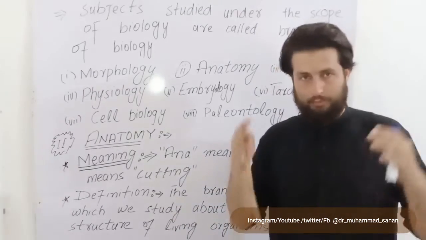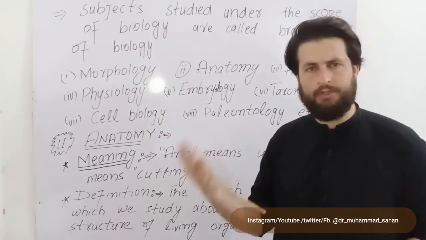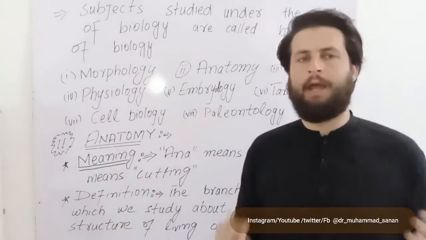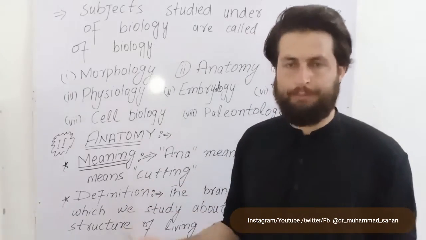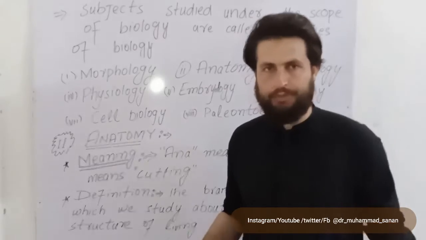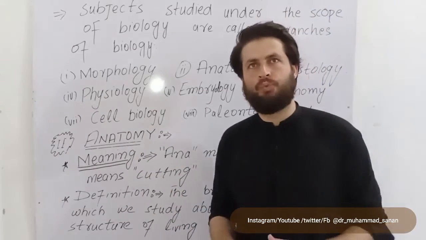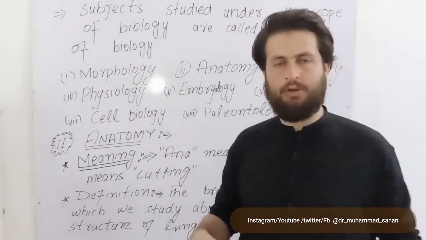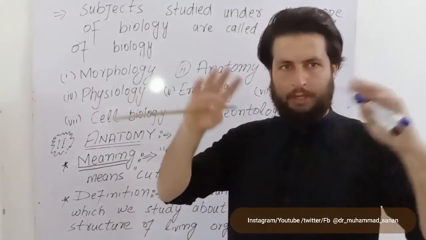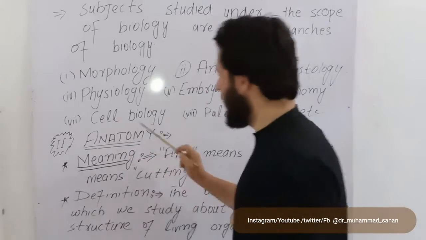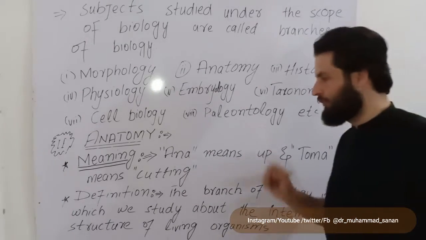We study various aspects of internal structure, and we study the whole human body or the whole organism in anatomy. For example, in human anatomy we study the upper limb, the lower limb, thorax, abdomen, pelvic region, head region, neck region. So we study the different organs, vessels, and musculature which are present in these regions. So anatomy deals with the study of the internal structure of living organisms.